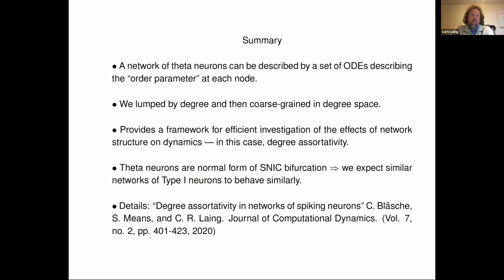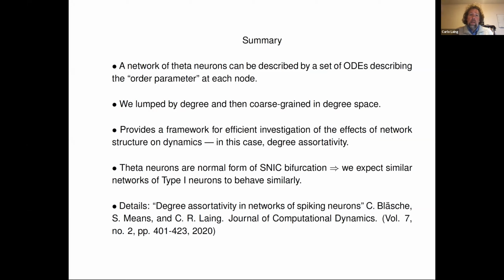Then we lumped by degree. This was our assumption that for large networks with large degrees, that seemed a reasonable thing to say, that the dynamics of an individual neuron are only affected by its degree. We initially thought it was only the in degree, but as we see, the out degree of a neuron can affect its dynamics if it's correlated with other things. And then we coarse-grained in degree space.